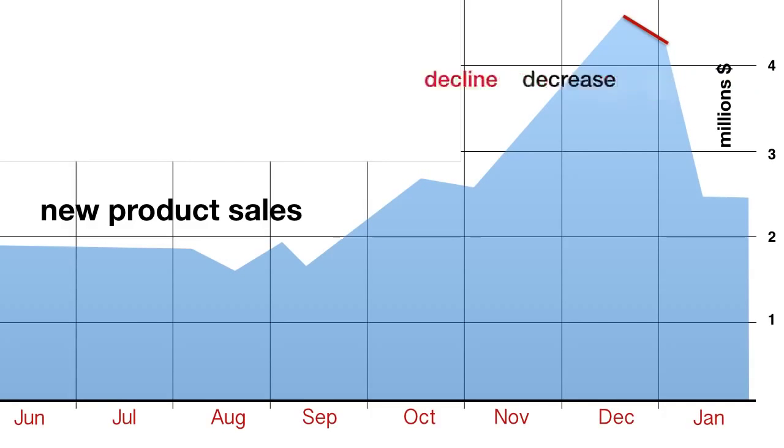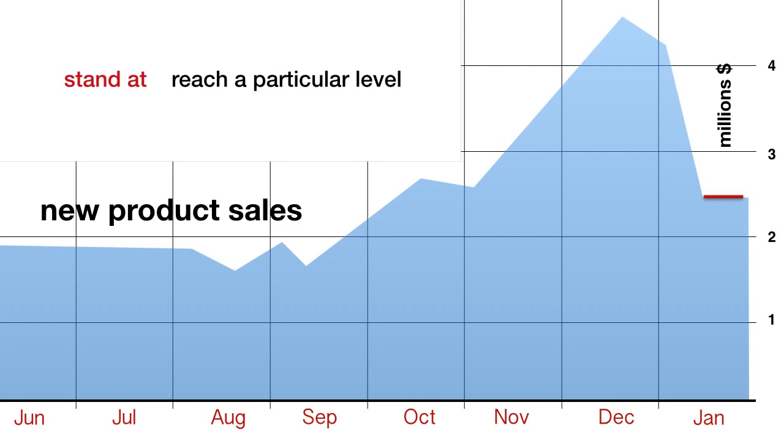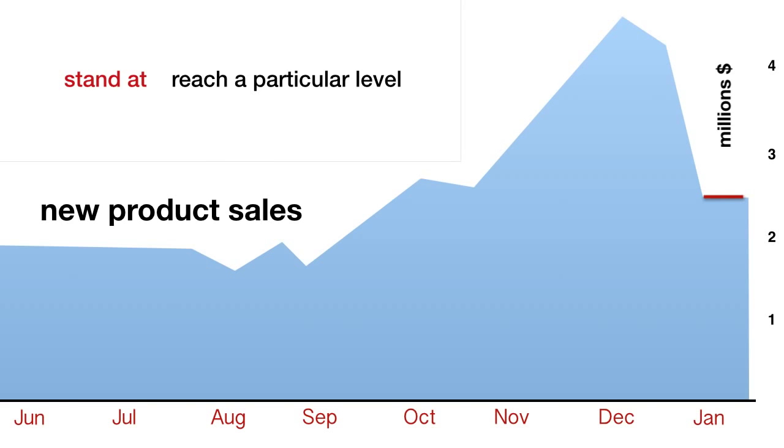That's another verb to describe a decrease or a reduction, and that's appropriate in this trend. Here's a lovely word, to plummet. It's a verb and it means a very fast downward movement from a high position. So it means a bit of a disaster, usually when you describe sales plummeting, because it means they've drastically reduced in a downward direction. And the last comment or the expression used in this graph is where sales stand, or sales stand at a particular level.